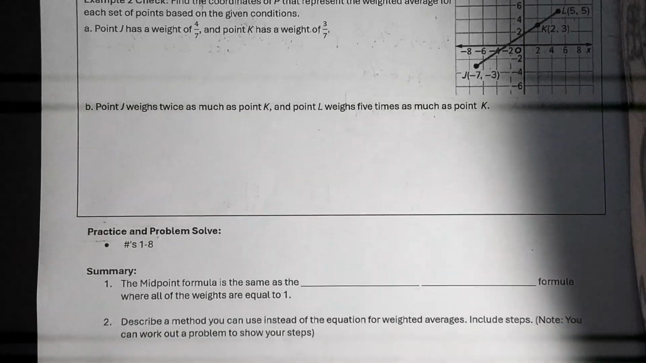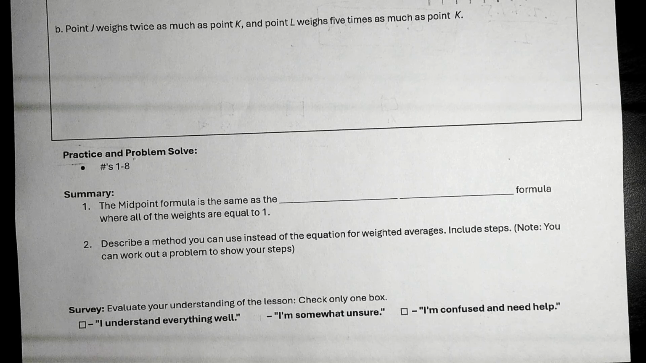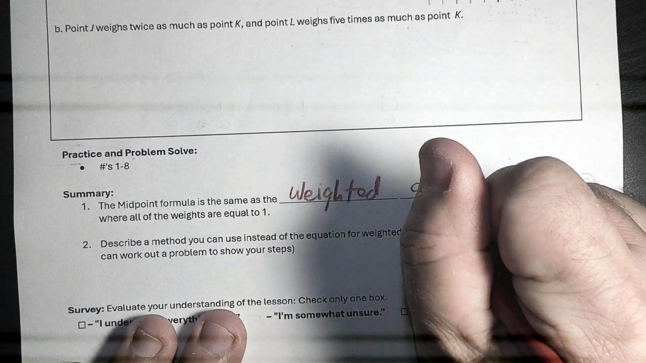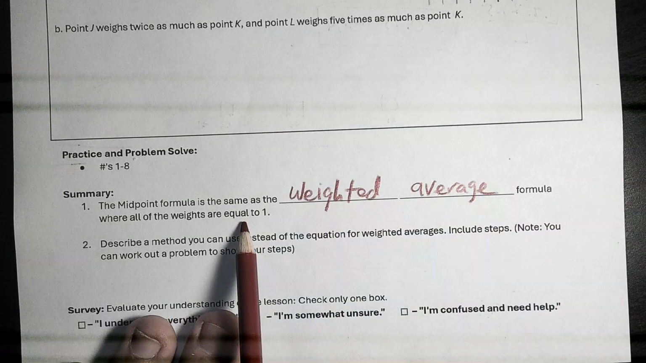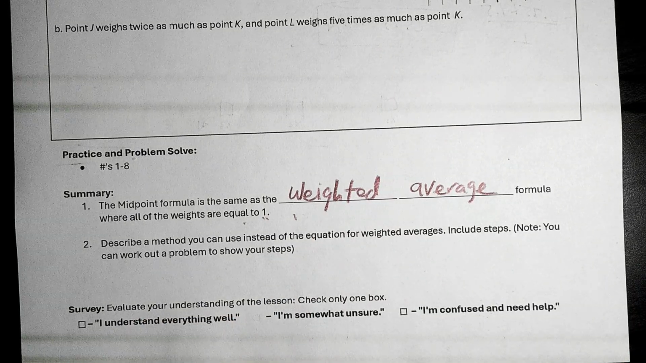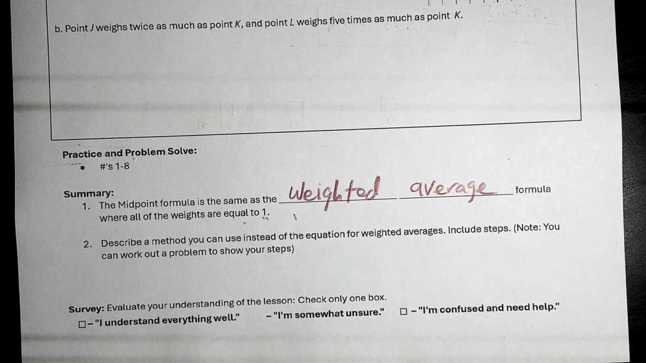Alright, bottom of the page, into the lesson. So summary. The midpoint formula is the same as the weighted average formula, where all the weights are equal to 1. So the midpoint formula is x1 plus x2 divided by 2, y1 plus y2 divided by 2. It's because the weights are 1. So a ratio of 1 to 1, which is 1 plus 1, is also 2. And then number 2, describe a method you use instead of the equation for weighted averages. I'm really not sure what they're asking here, because we kind of explained that here. Again, we've already talked about the weights for the midpoint being 1 to 1. That's why it works this way.